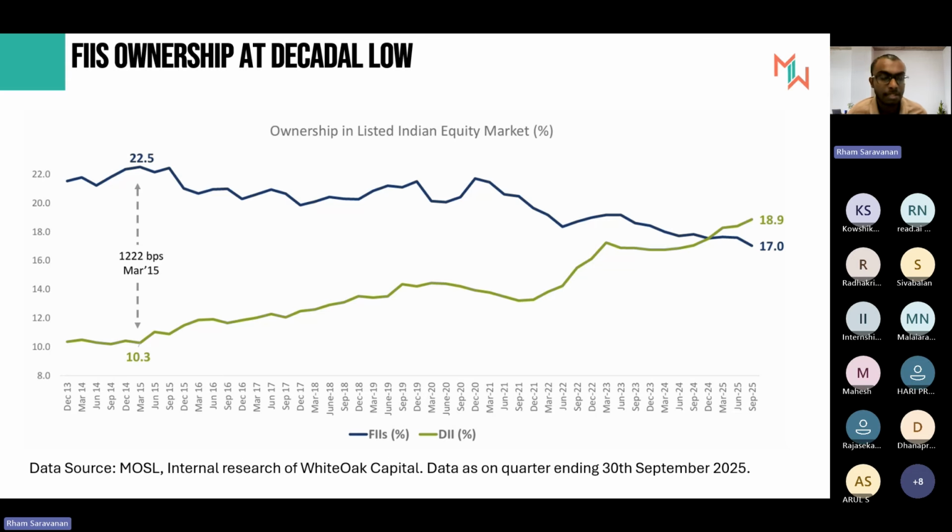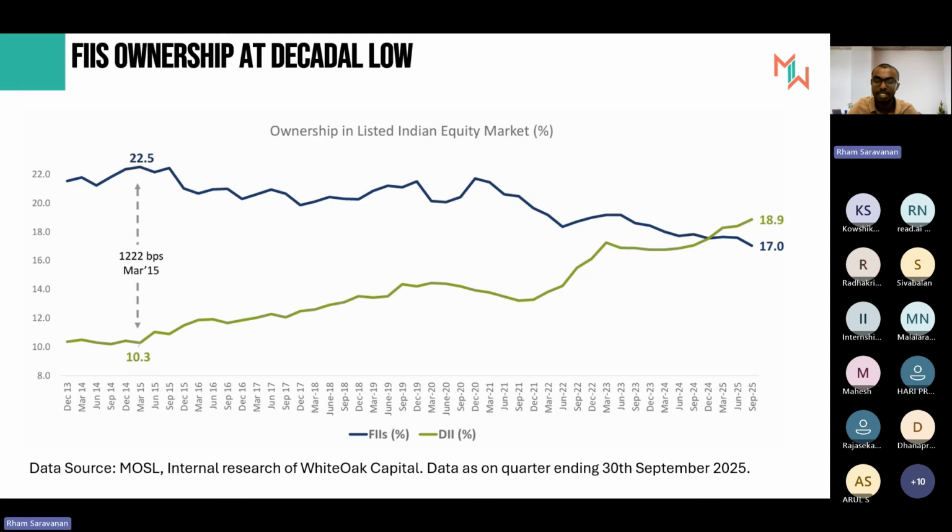So let's start today's discussion by looking at something very important that's happening beneath the surface of our Indian equities market. This slide talks about ownership, specifically who owns Indian equities today and how it has changed over time. What you can see here is that FII ownership in Indian equities is right now at around a decadal low. Currently it's around 17%.